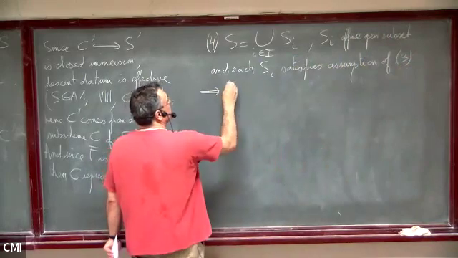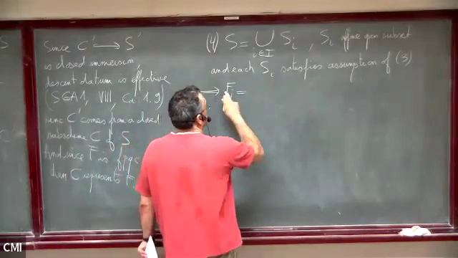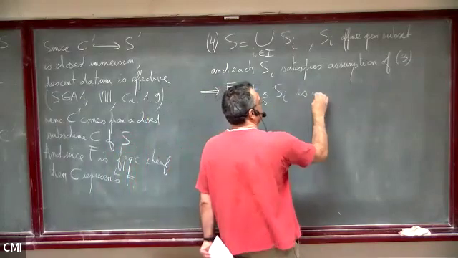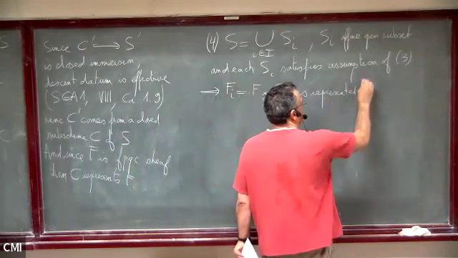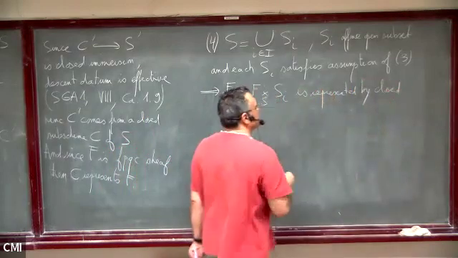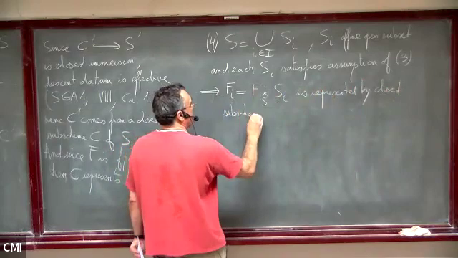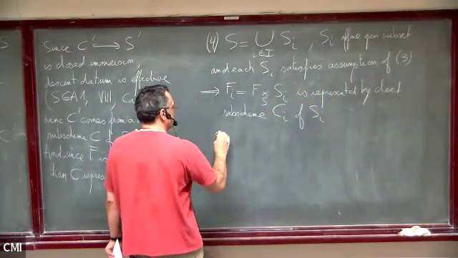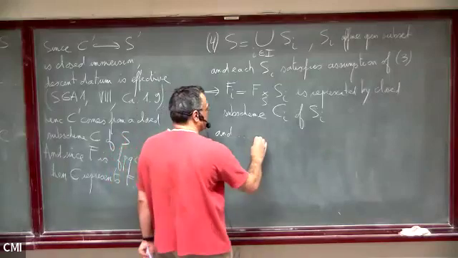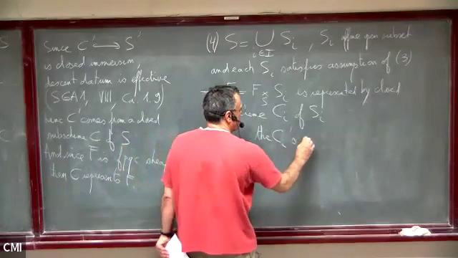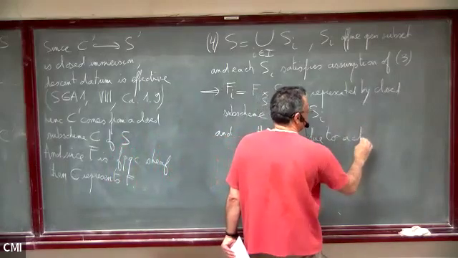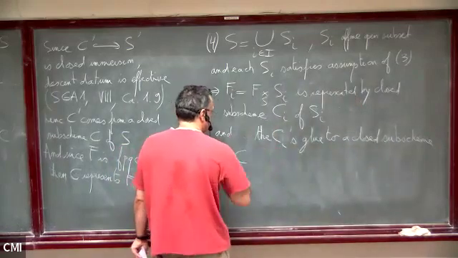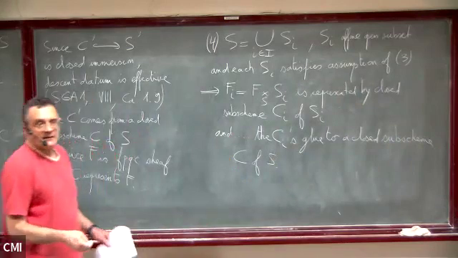And so this implies that if we put F_i as the restriction of F over S_i, this is represented by a closed subscheme C_i of S_i, and again by the same argument, the C_i's glue to a closed subscheme C of S.